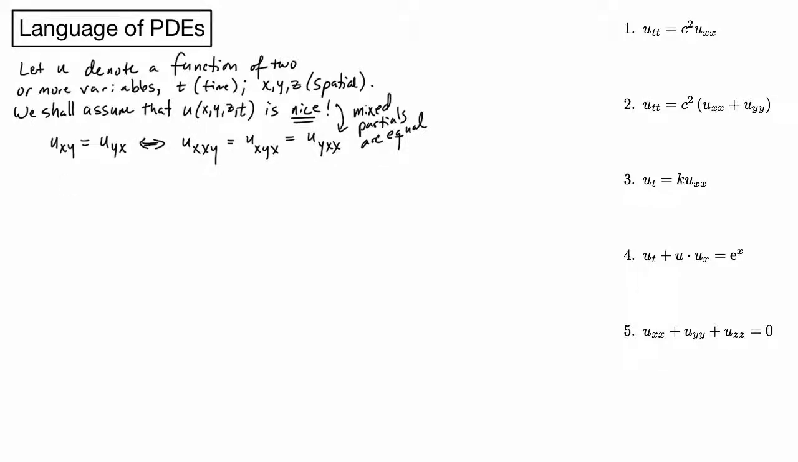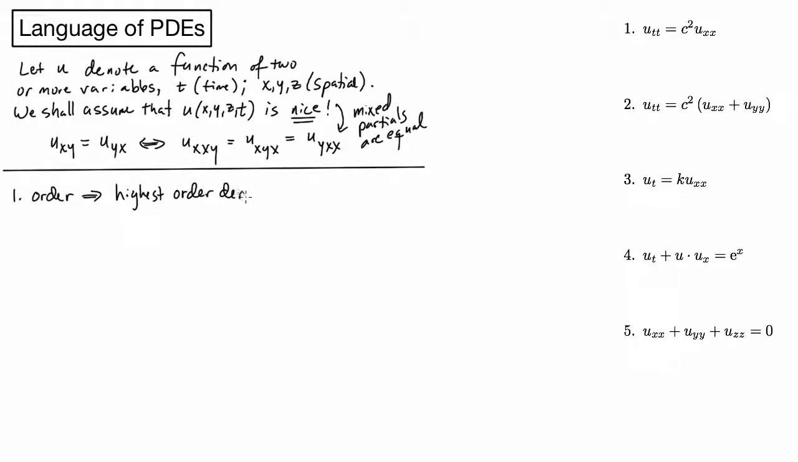Since we have this set up now, I want to take some time to define some terms. The first term I want to define is the order of an equation. The order of a partial differential equation is the highest order derivative. For example, a PDE is second order if the highest derivative in the PDE is a second order derivative.